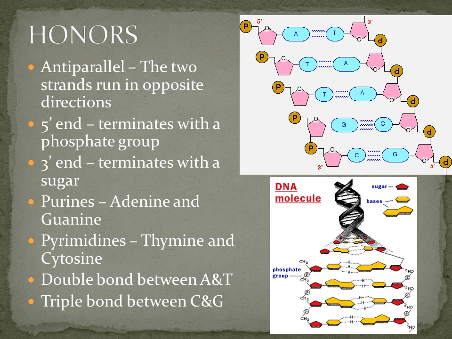Now, the bases, remember there's the 4 bases, A, T, C, and G. There's kind of 2 different main structures of those bases. The purines are adenine and guanine, and so if you look at this, the A's and the G's are a little bit bigger. Their structure is a little bit different than the C's and the T's, which are the pyrimidines.